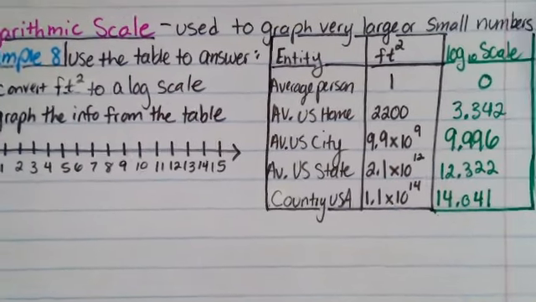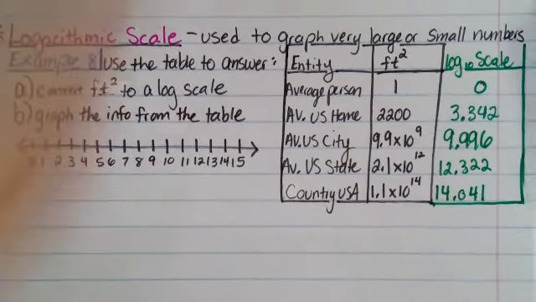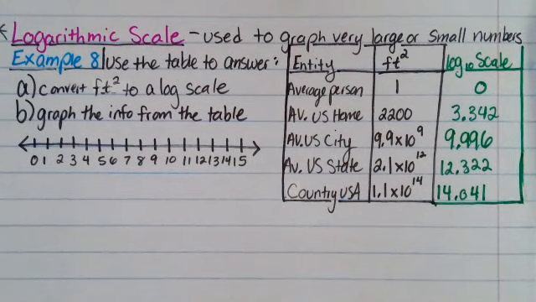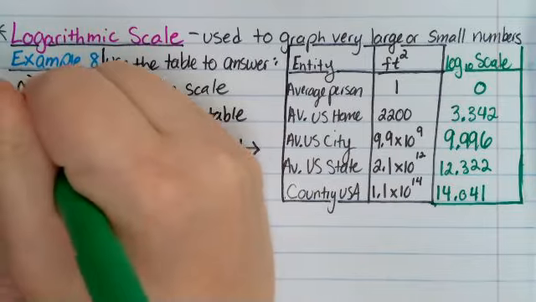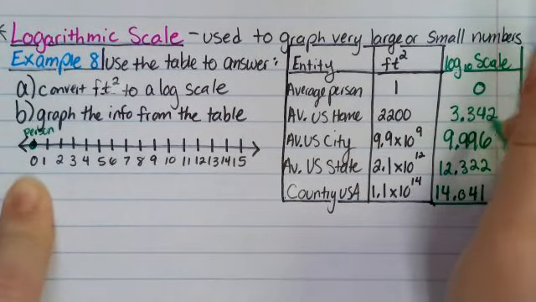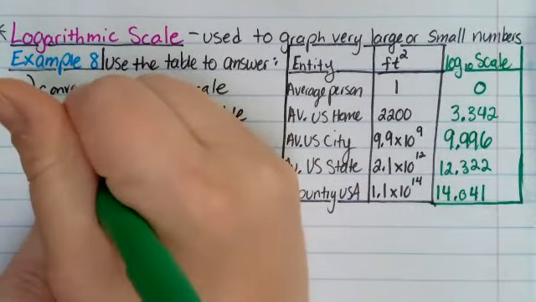All right, I'm going to zoom this back out just a little so you can see my whole little graph line. Now, what we're going to do there is we're going to graph this info from that table. Okay, so I'm going to go onto my little line and we're going to graph these things and kind of label them a little bit. So the average person on my log scale, we have here that value 0, right? So that's your person. Now we have home 3.3-ish, right? Around in there maybe.